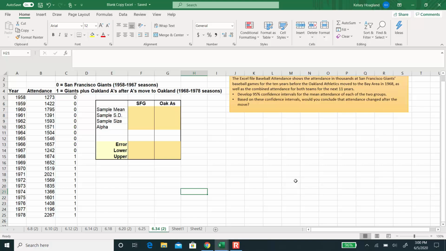Develop 95% confidence intervals for the mean attendance of each of the two groups. Based on these confidence intervals, would you conclude that attendance changed after the move?